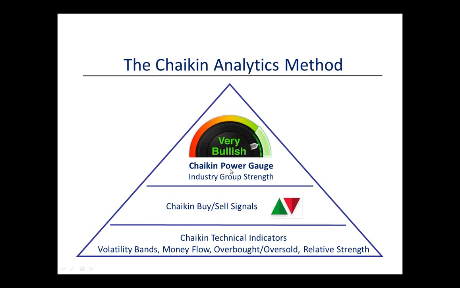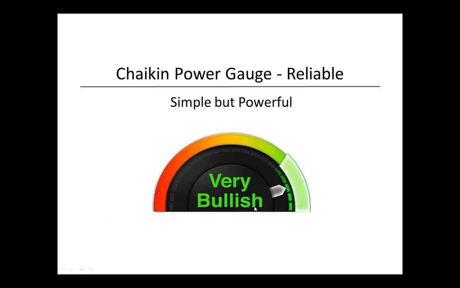The model is not trying to pick the next great American company. The model is putting a rating on every stock and suggesting whether it will outperform, i.e. very bullish, or underperform the market. And when we talk about the market, our benchmark is the Russell 3000. So that's our focus, the Russell 3000 and outperforming the market. Secondly, the Chaikin technical indicators, volatility bands, money flow, the overbought, oversold, and relative strength indicators. And the third level from timing are the Chaikin buy and sell signals.